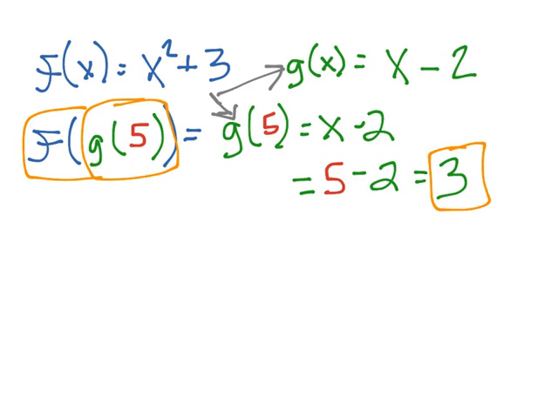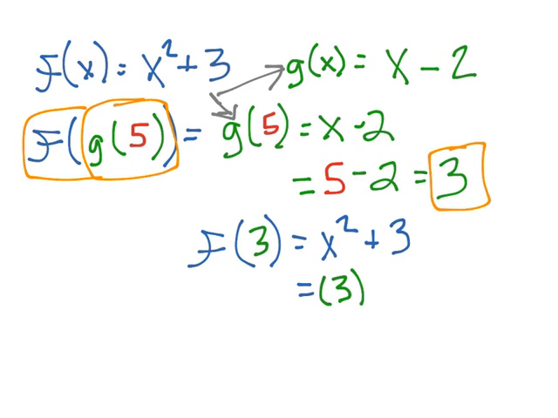So, what we do now is take f of 3, which is equal to x squared plus 3. We replace the x with the value 3, leave the square, and add another 3. 3 squared is 9, plus 3, which means our final answer is 12.